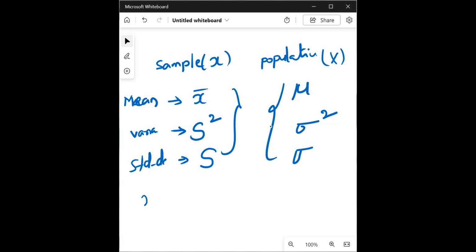For example, in case of sample, how could I calculate the mean value? What is the formula for the mean of the sample, and what is the formula for the mean of the population? Tell me, guys. Very basic thing. That's the question. Tell me.